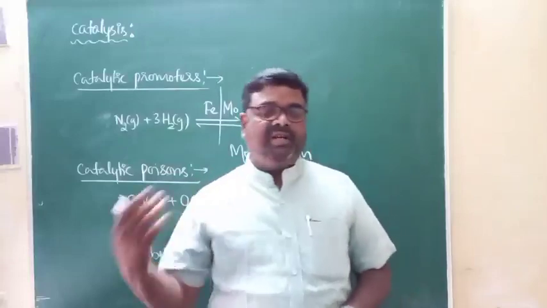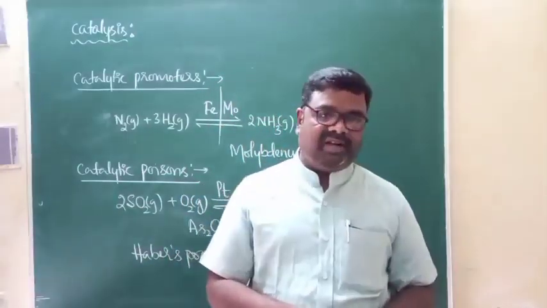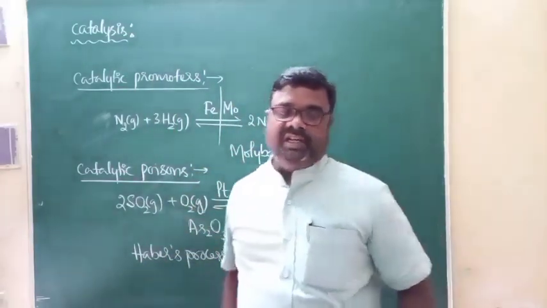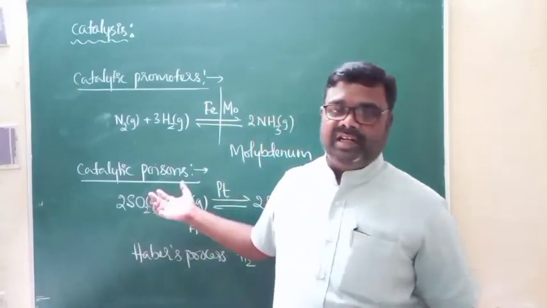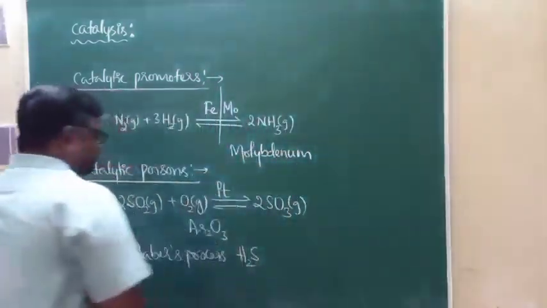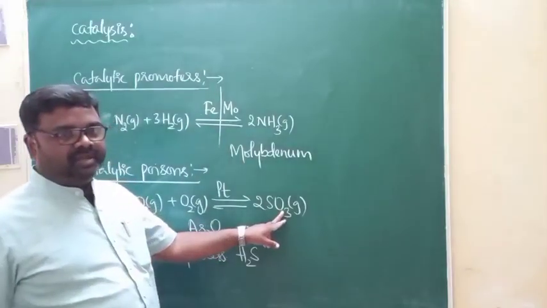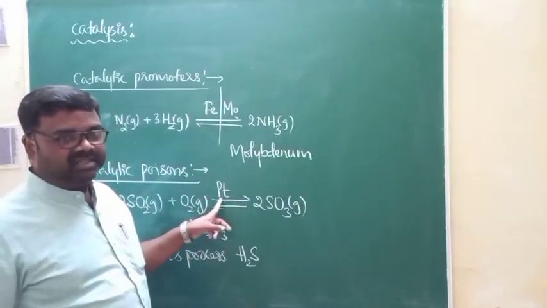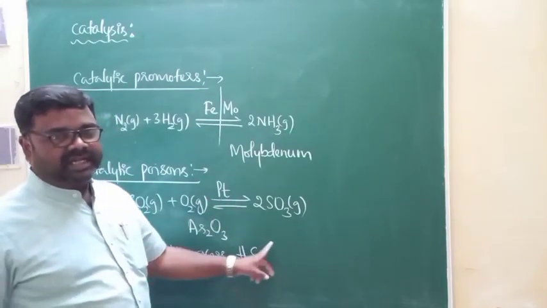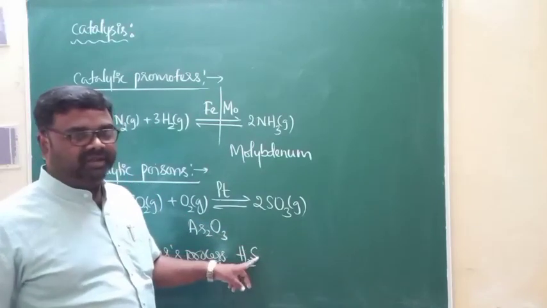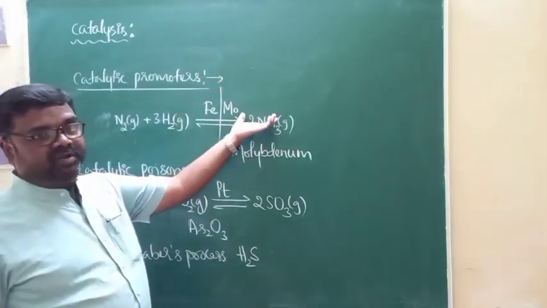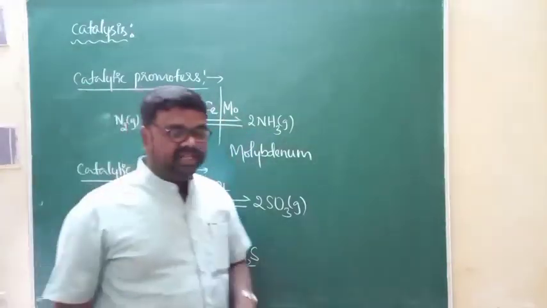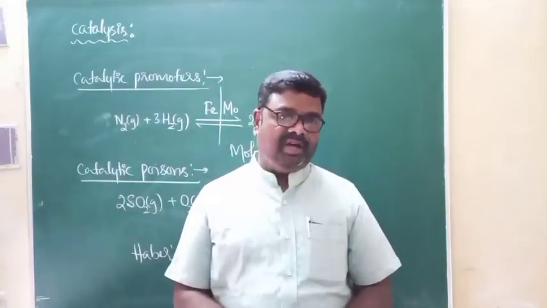Like that, there are some substances which increase the activity of a catalyst. We call them catalytic promoters. At the same time, there are some substances which decrease the activity of a catalyst. We call them catalytic poisons. Here, in the case of manufacture of sulfuric acid by contact process, arsenic oxide is a catalytic poison that decreases the activity of platinum catalyst. Whereas in the case of Haber's process, the activity of iron catalyst will be decreased in the presence of hydrogen sulfide. Here, in the manufacture of ammonia by Haber's process, the activity of iron is increased by molybdenum. So this is what we call catalytic promoters and catalytic poisons.